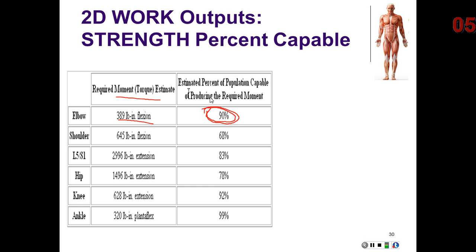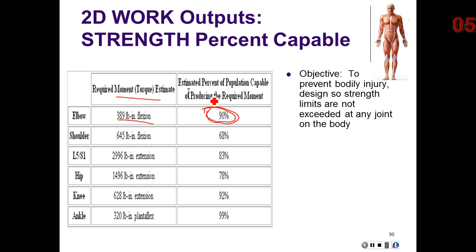And so to interpret the moments required, the strength moments required, we're instead going to look at the percent of the population that's capable. To prevent bodily injury, we want to design so that strength limits are not exceeded at any joint of the body. Okay, so we have to look at each joint in turn.